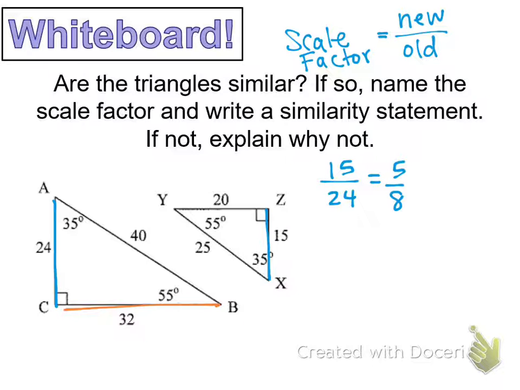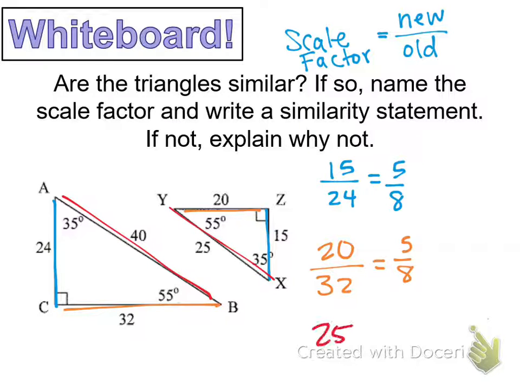We have 32. What does 32 correspond with? 20. So the new length is 20. The old length is 32. This reduces to 5/8. And then the last side is 40 and 25. The new length is 25. And the old length is 40. This reduces to 5/8. So are the sides proportional?